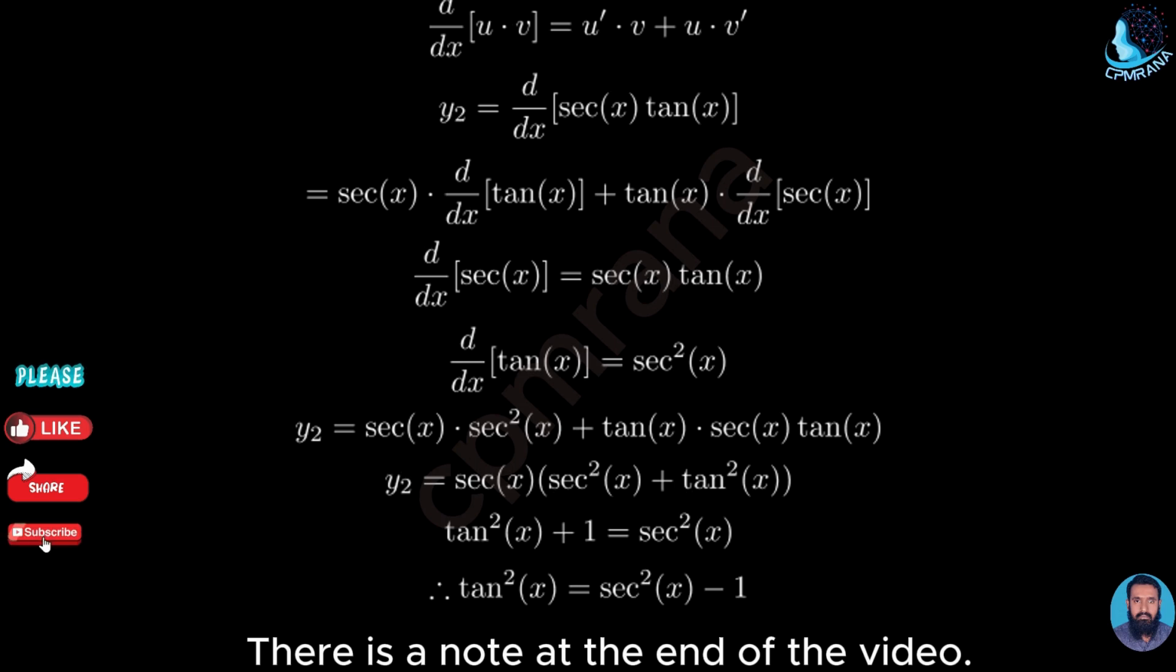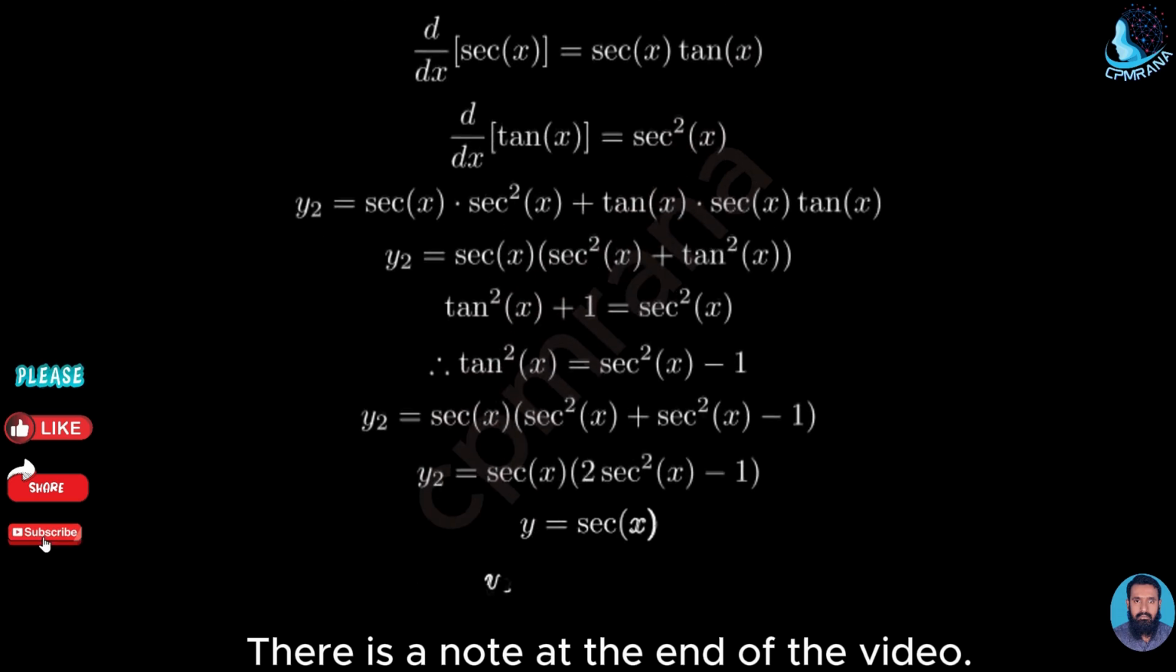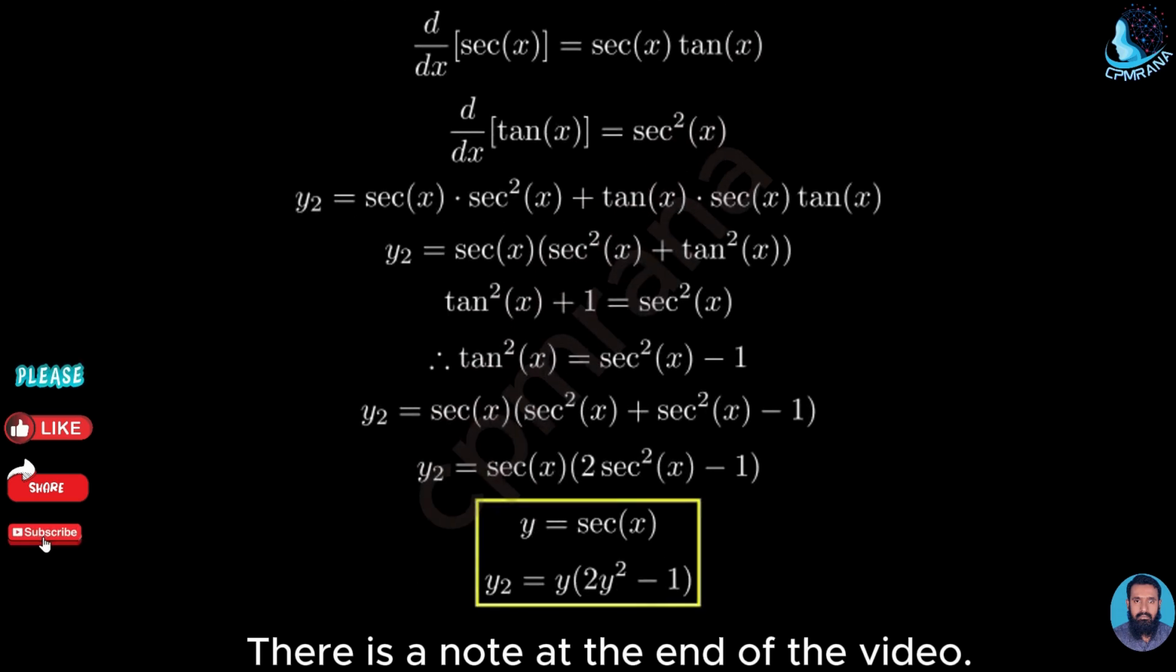Substituting this identity, we get secant x times the quantity secant squared x plus secant squared x minus 1, which simplifies to secant x times 2 secant squared x minus 1. Finally, recall that y equals secant x. Therefore, we can write y2 equals y times 2 y squared minus 1, which was what we wanted to prove.